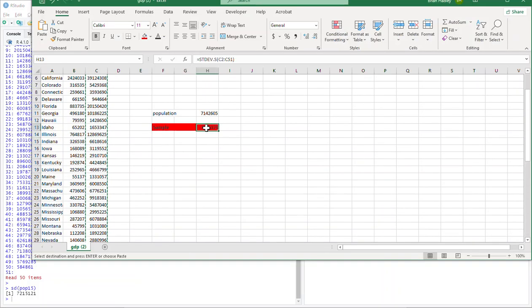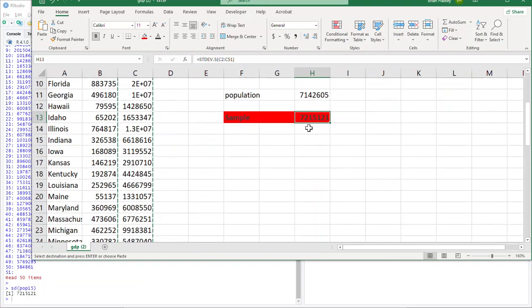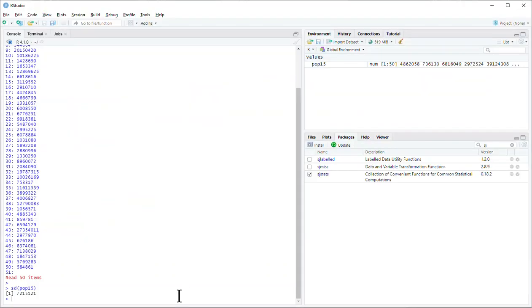That's the same as the sample from Excel. So the default in R is the sample, because again, often in statistics, I don't have access to the entire population. So the default would be the sample. R doesn't have a built-in command for the population standard deviation.